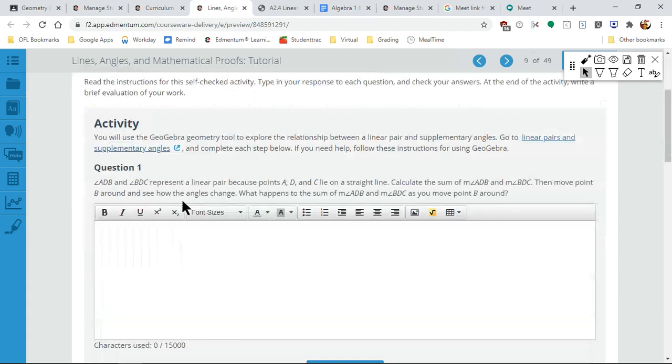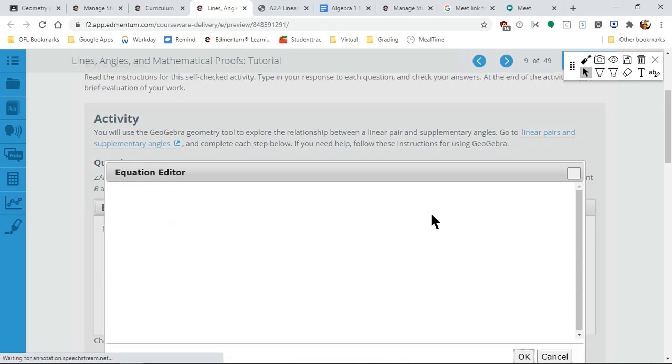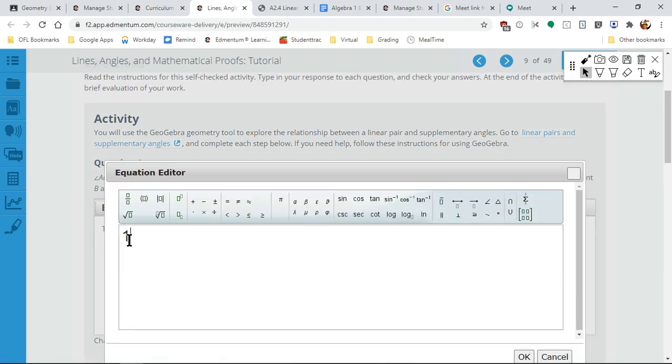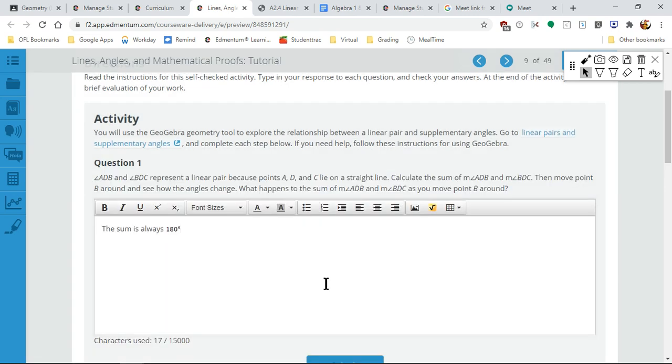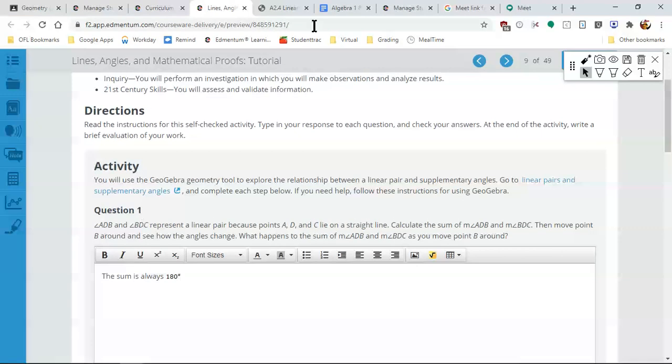So this is saying these angles represent a linear pair. Linear pairs are always supplementary, meaning that a straight line does equal 180. Then move the point. What happens to the sum of A and B? The sum is always 180. And if you want to get fancy, you can write 180 and put the little degree symbol. So the sum is always 180.